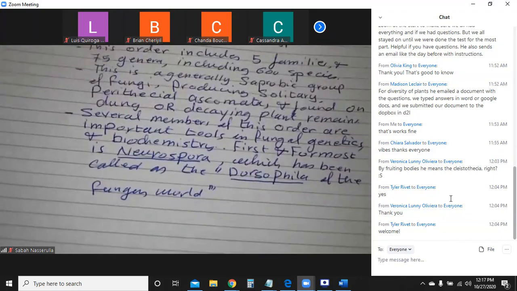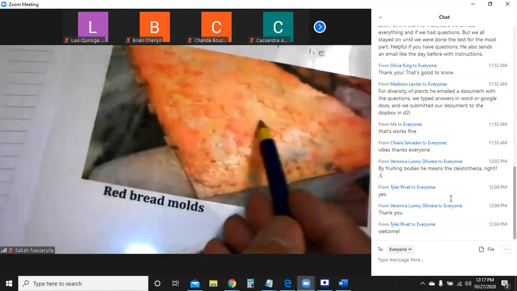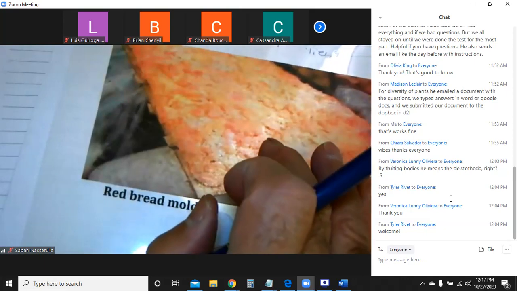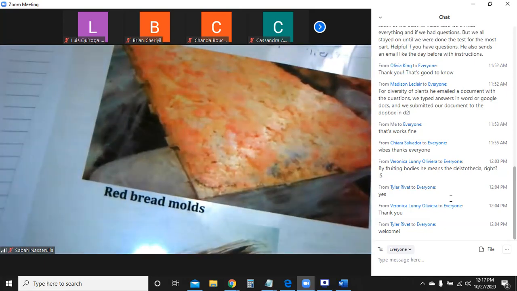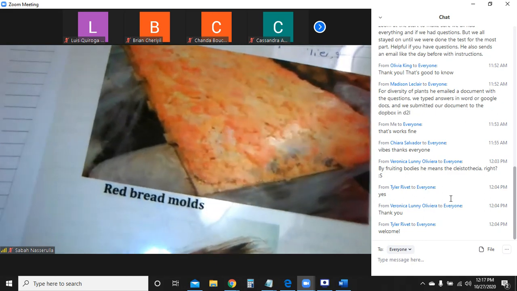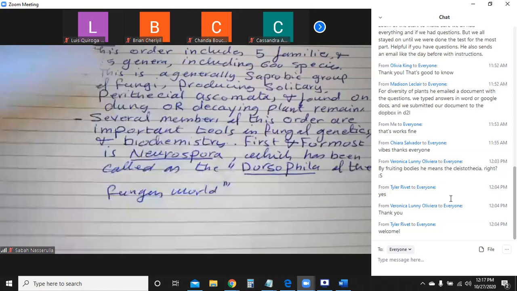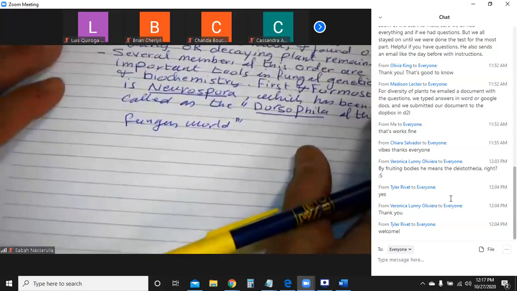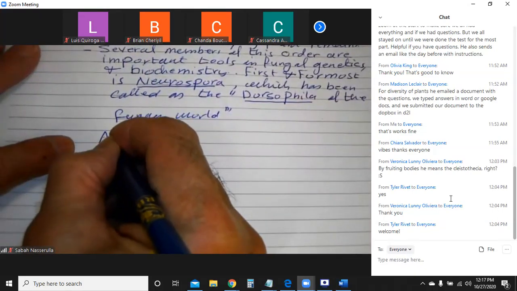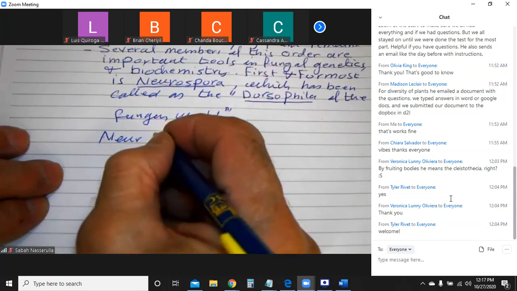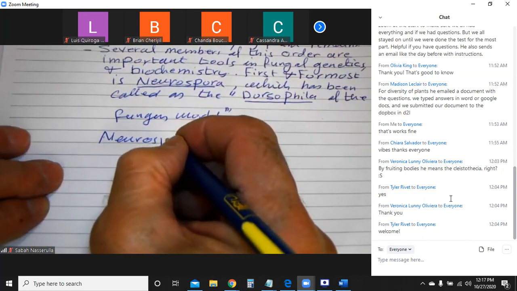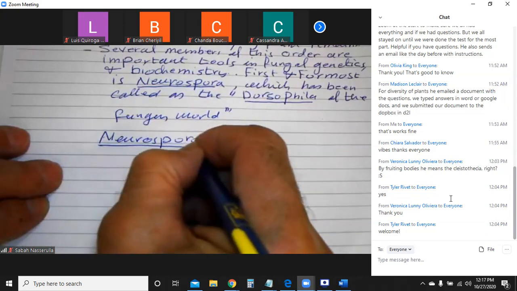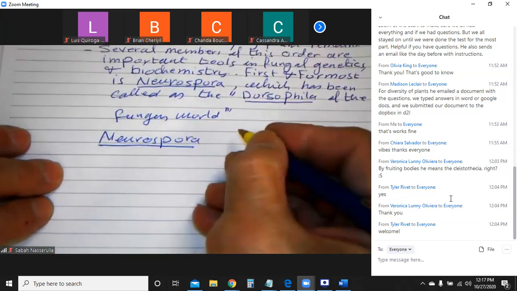Once infected, it is very difficult to get rid of it, because of the huge number of spores, and they are also very easily multiplied. Just to mention a little bit about this fungus. The first one I'll talk about is Neurospora, known as the species Neurospora sitophila.